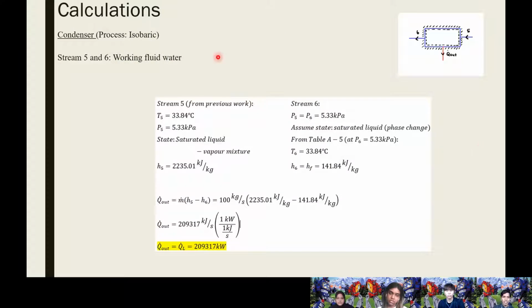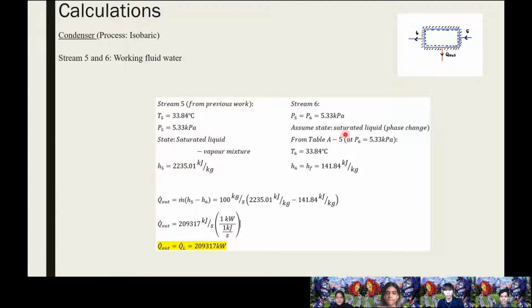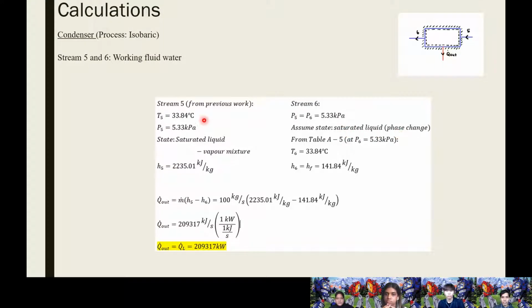And lastly, the condenser, which is an isobaric process. From the previous work, we find these conditions for stream 5. And for stream 6, since it's an isobaric process, P5 equals P6 equals 5.33 kilopascal, and we assume the state to be saturated liquid, which is the working fluid water going through phase change in the condenser. And from table A5, we found that H6 equals 141.84 kilojoule per kilogram, and we found that the Q out from the condenser equals 209,317 kilowatt.